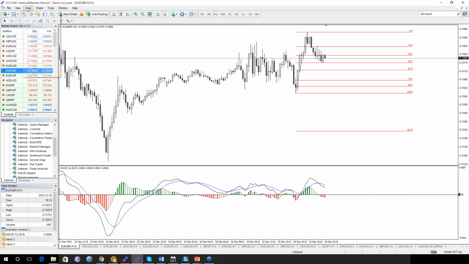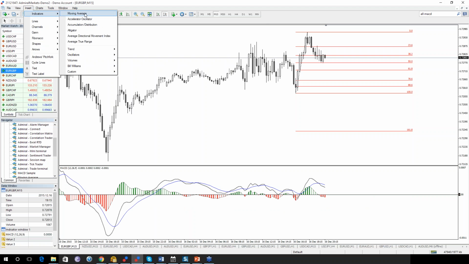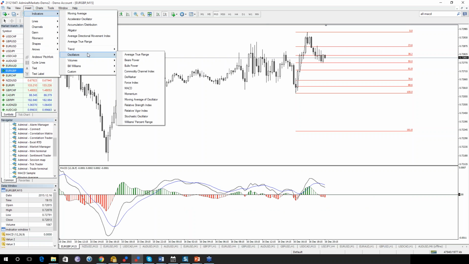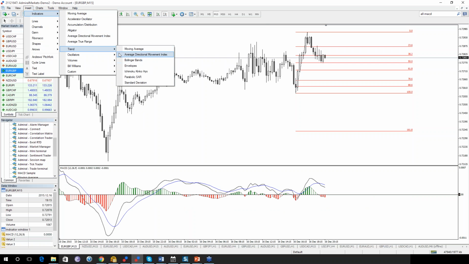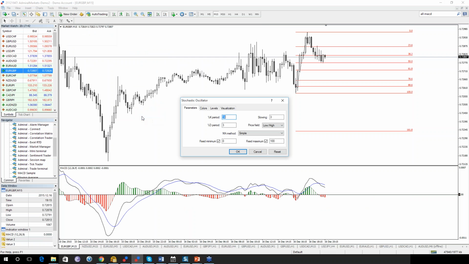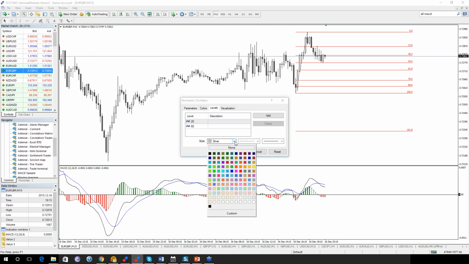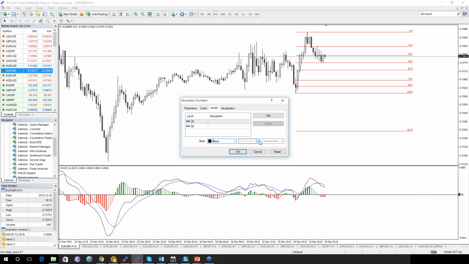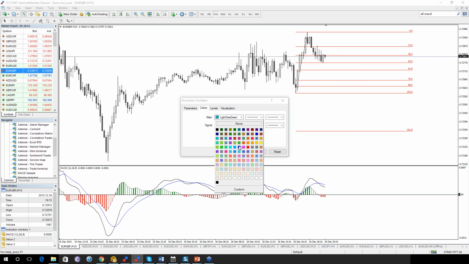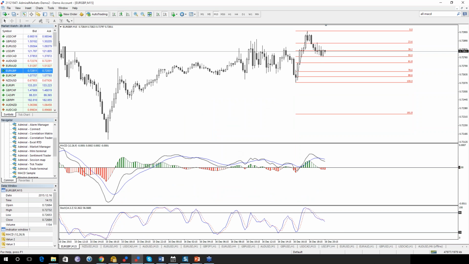You go to insert indicators and you go with oscillators. Stochastic oscillator 14, 3, 3, MA method simple, price field low/high. Go to your levels. If it's a white background, I love black, and I will go with this. Colors are my favorite: blue, red. Okay, this is the stochastic indicator.